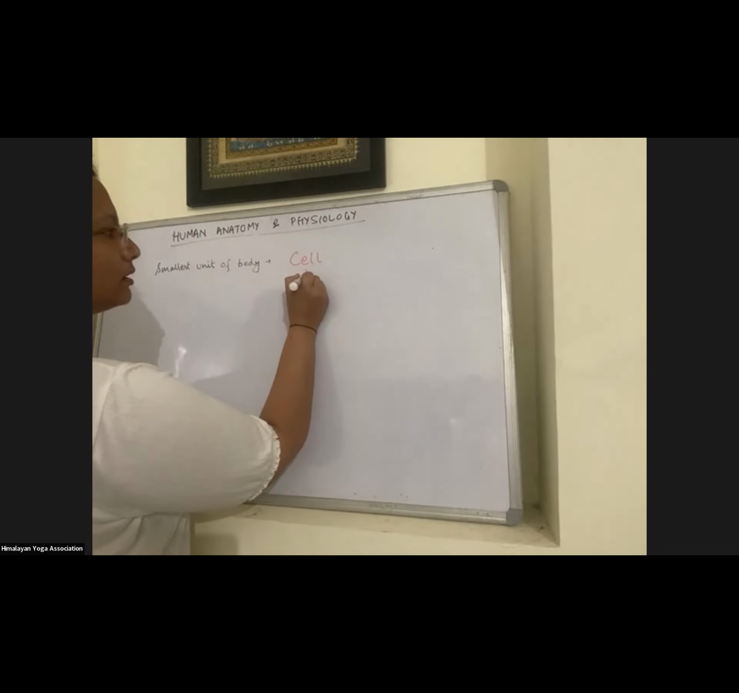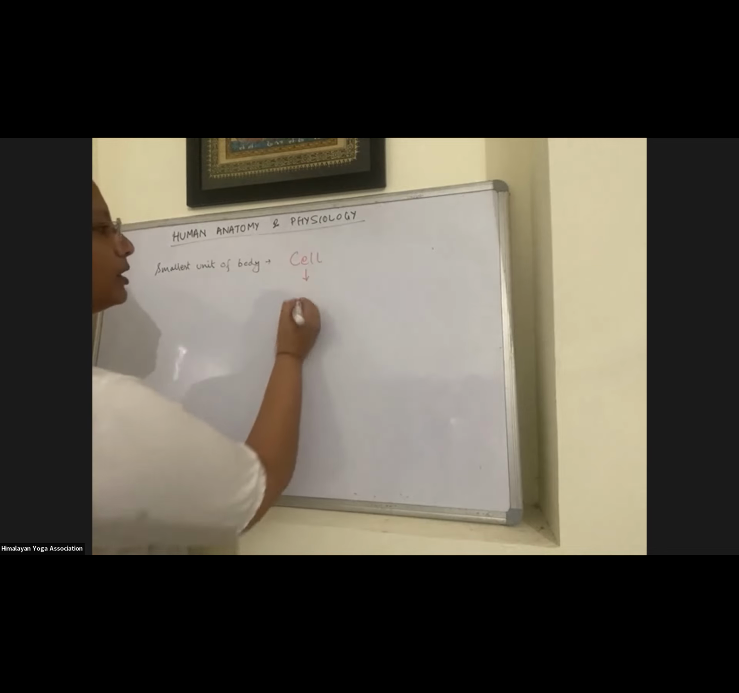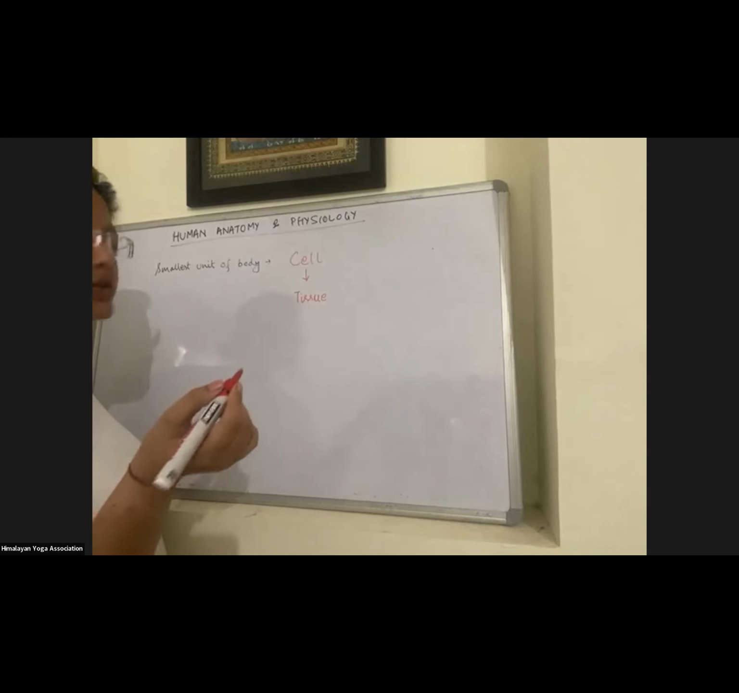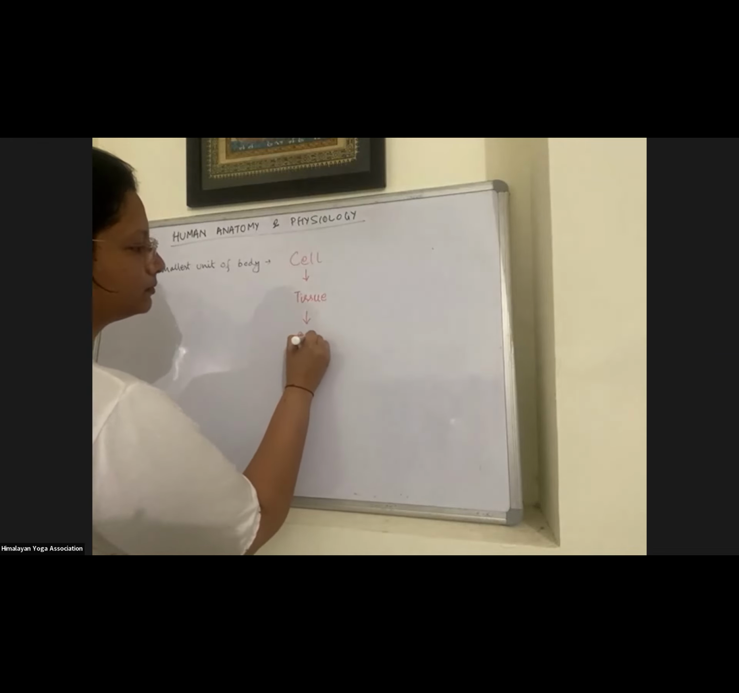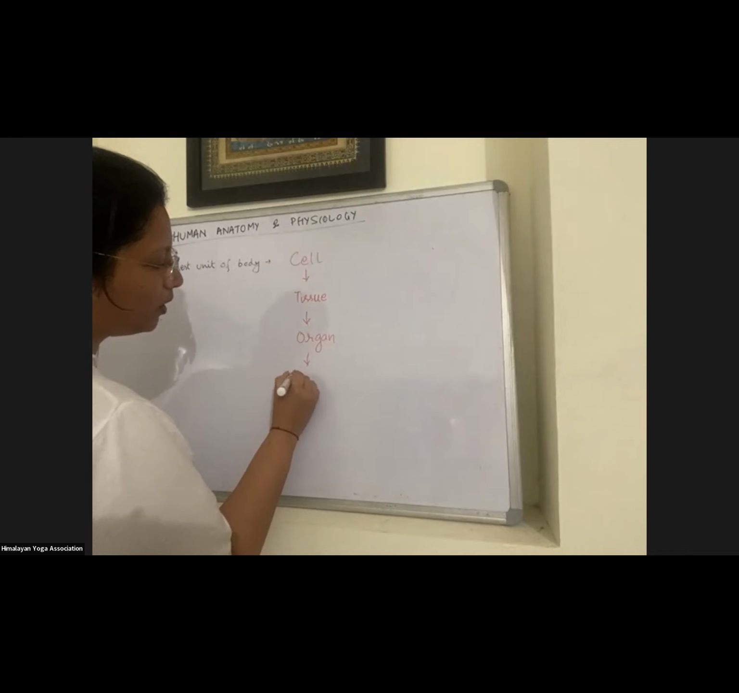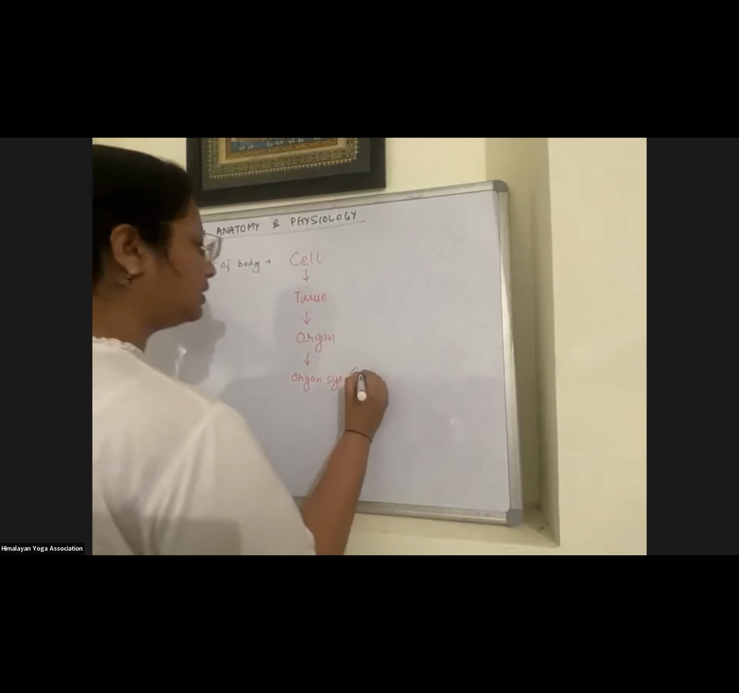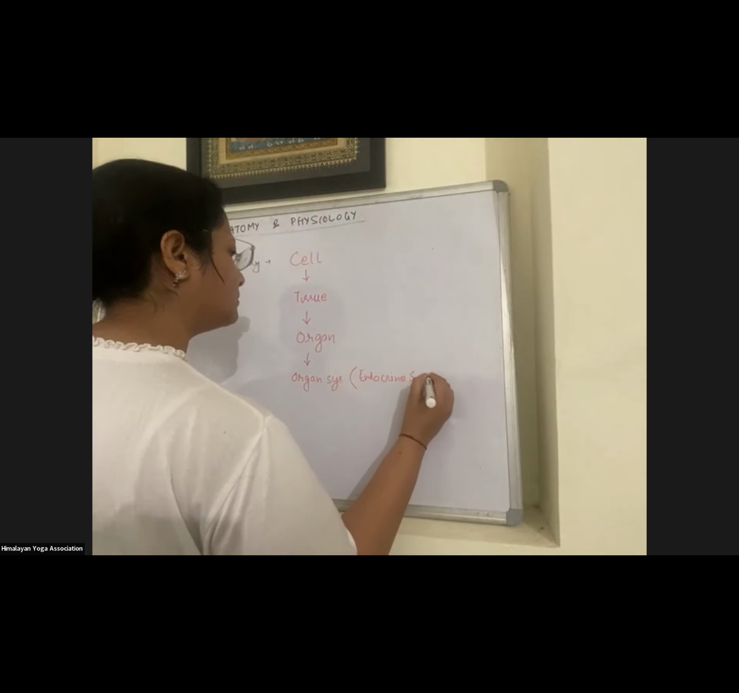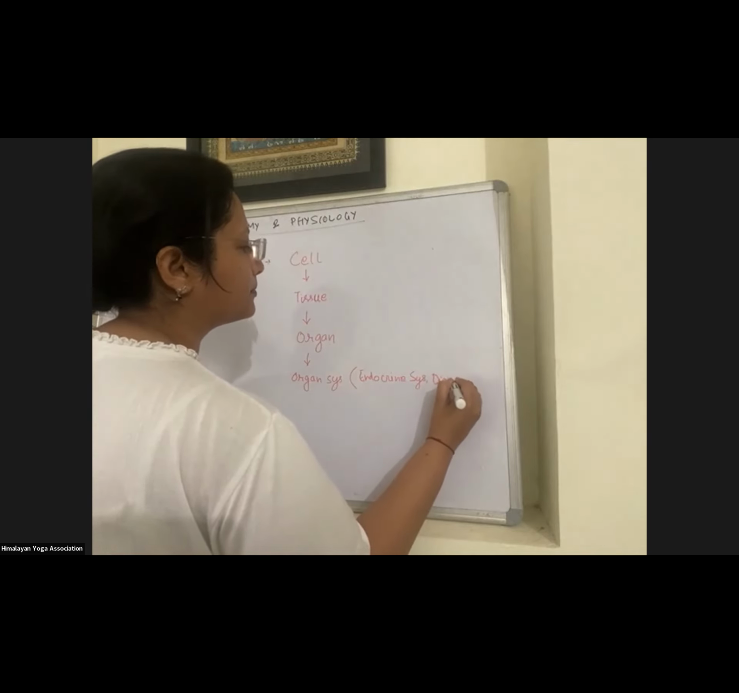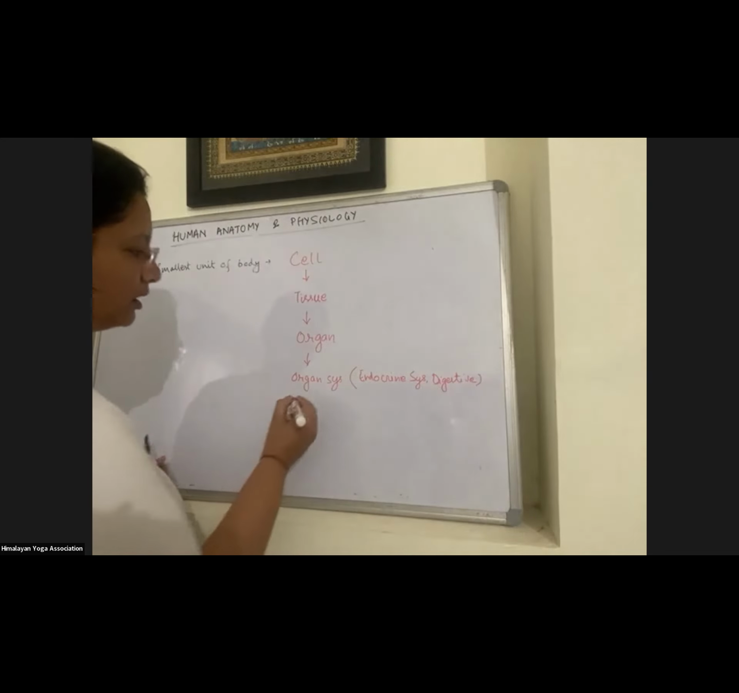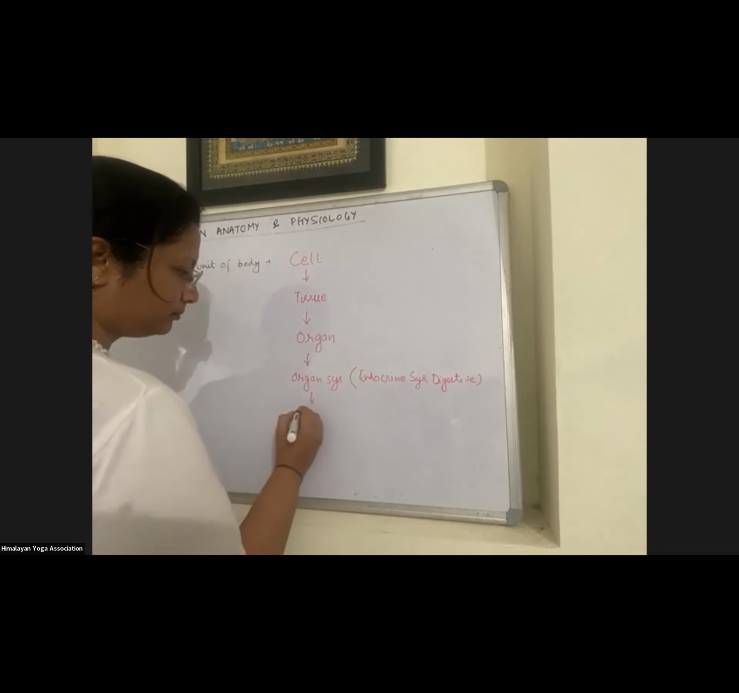So many cells together form a tissue. Many tissues together form an organ. Many organs form an organ system, for example, endocrine system, digestive system. And all these systems together form the human body.